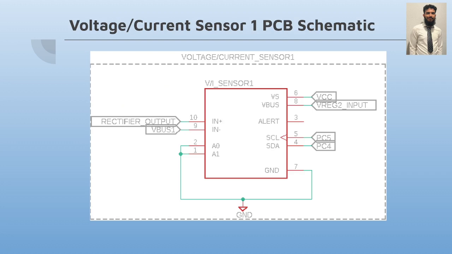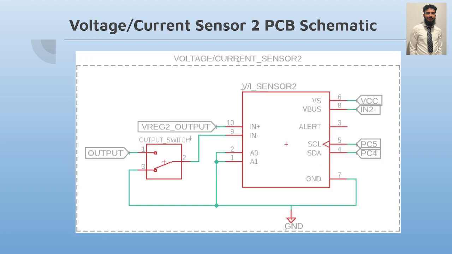Here we've got our voltage and current sensor number 1. This will measure the voltage and current output of the rectifier. The IN plus acts as the input while the IN minus is the output. Also, VBus is connected to IN minus as well. Here's our second voltage and current sensor, which measures the output of our output regulator. We also have a switch connected so we can control when we want our output to actually be leaving the circuit.